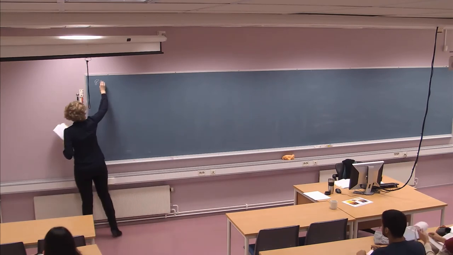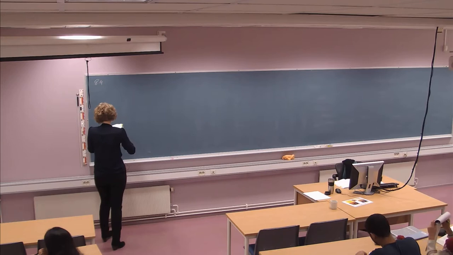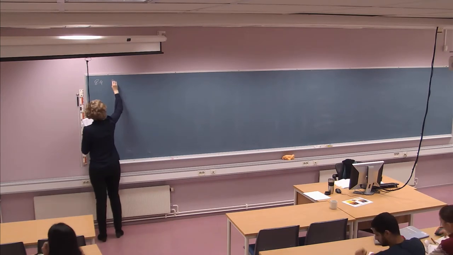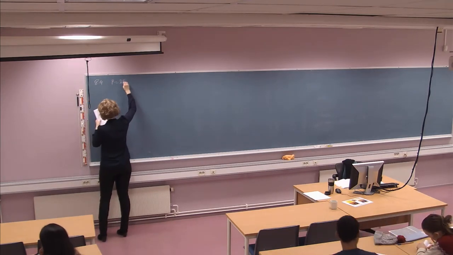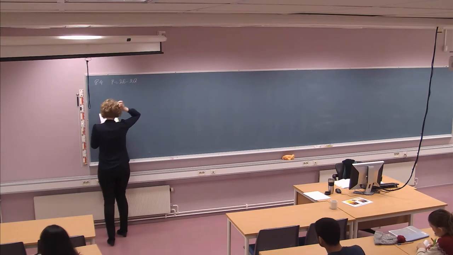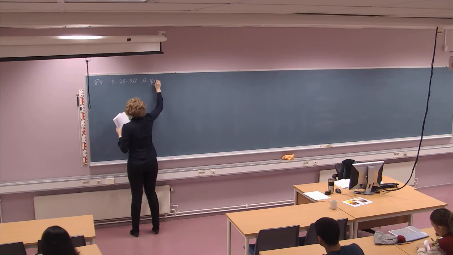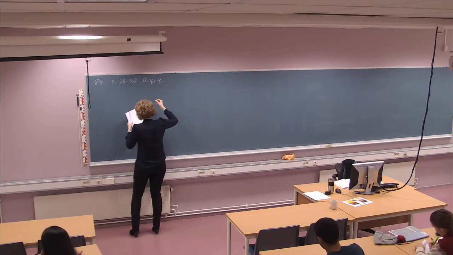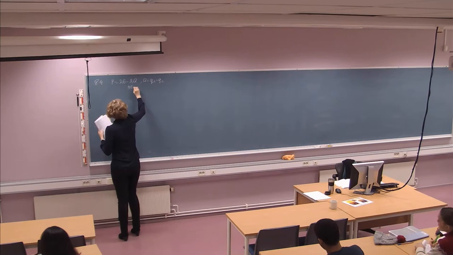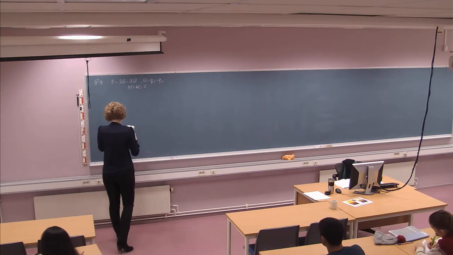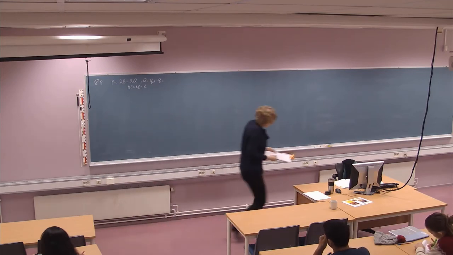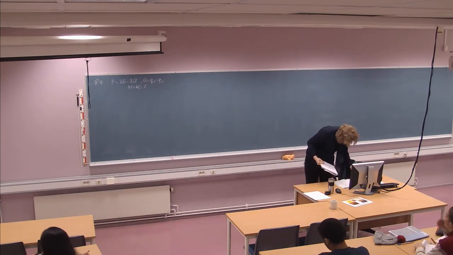Chapter 8, problem number 4. We have two firms. Demand function is 26 minus 2q, where q is equal to q1 plus q2. Marginal costs are constant and are equal for both firms, equal to 2. In subproblem A, I have to solve for Cournot reaction functions for each firm.